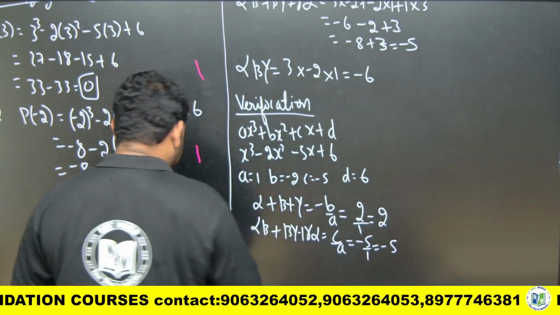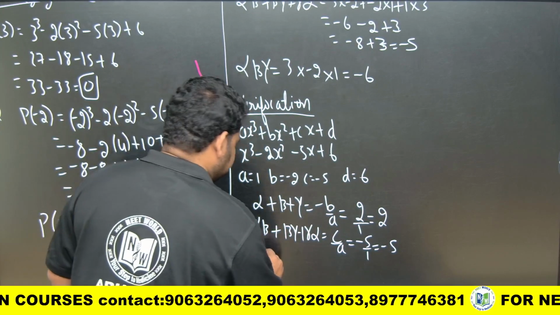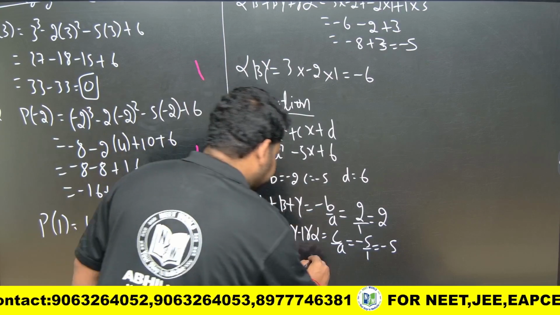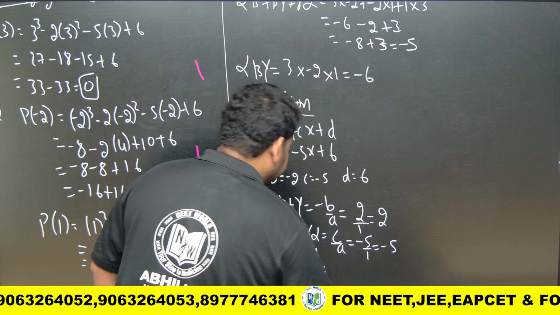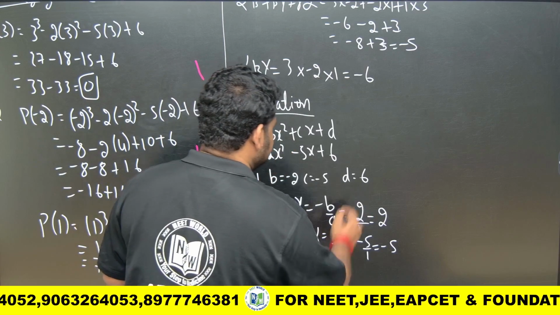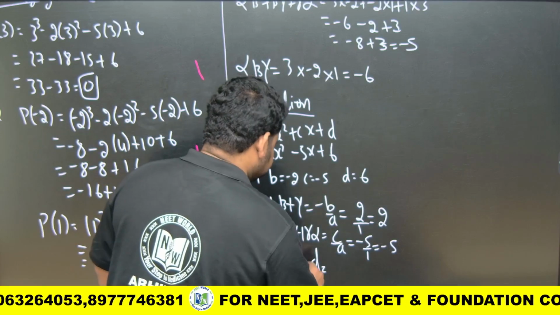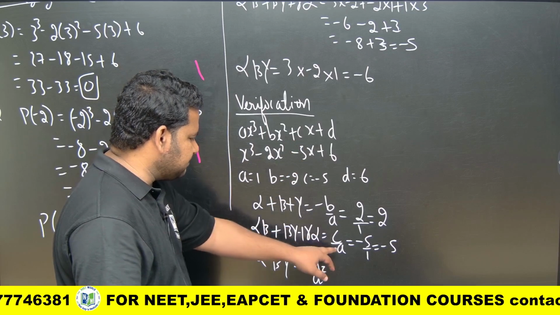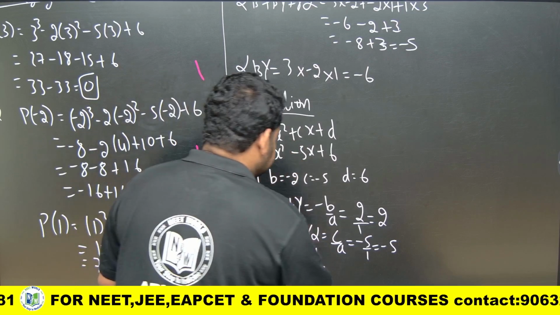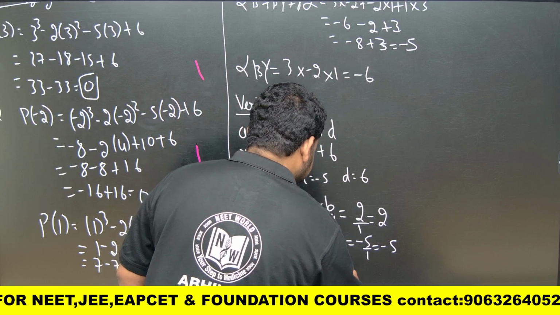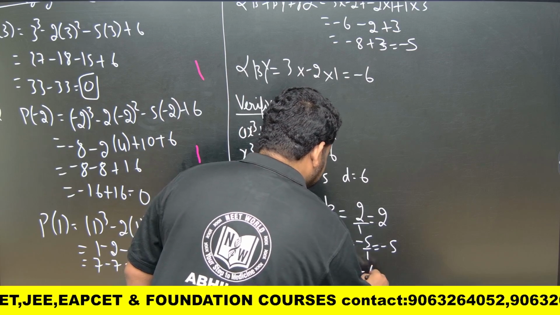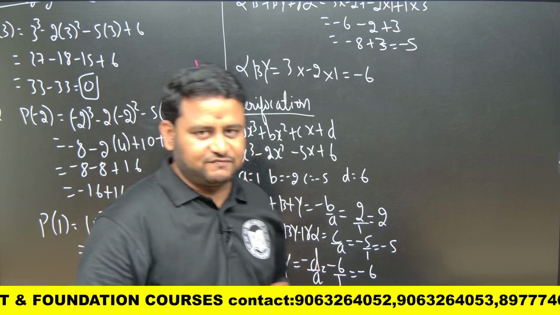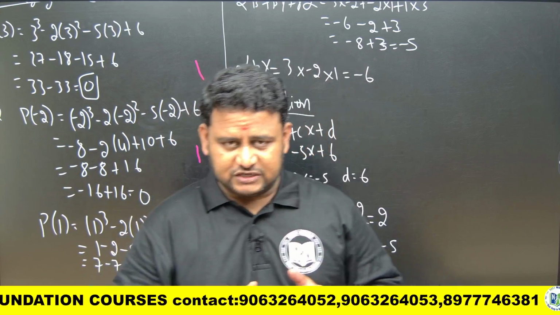Now let us take product of the zeros. Product of the zeros alpha beta gamma is equal to minus d by a. Here d is 6, so minus 6 by 1, that will be equal to minus 6. So alpha beta gamma is equal to minus 6. Here also it is minus 6. Hence it is verified.